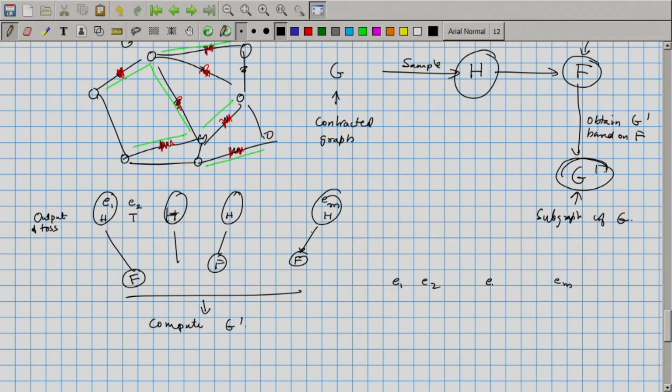So, now let me look at the ith edge in the sorted order. Will this edge be present in G prime? Before that, will this edge be present in F? So, does Ei occur in F? Well, it depends on two things. One, the outcome of the toss.